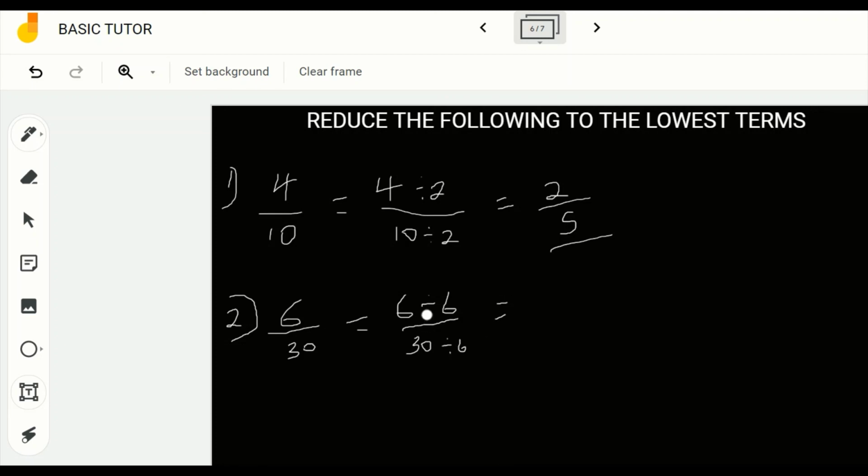So 6 divided by 6 gives us 1. 30 divided by 6 gives us 5. So this cannot be divided any further. So this is the lowest term for 6 over 30. And please remember that when you are reducing a fraction to its lowest term, you have to divide the numerator and the denominator by the same number. So this is how we reduce a fraction to the lowest term.